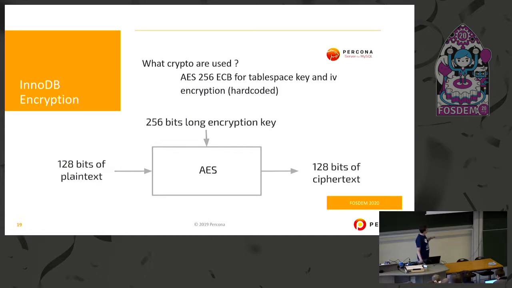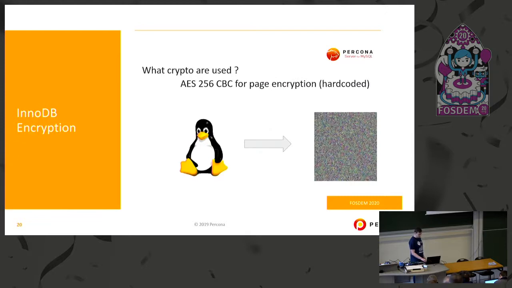Okay, so this is the block picture of how AES basically works. It takes 128 bits of text, a 256-bit long encryption key, and provides the ciphertext. So in AES-256, the 256 means the length of the key, but it always works on a 128-bit long block of text. For page encryption, we use AES-256 CBC, and it's a randomized one, so you get no repetition this way.